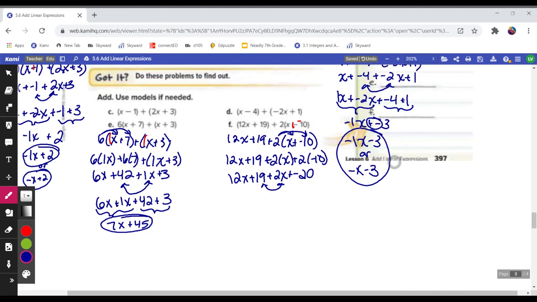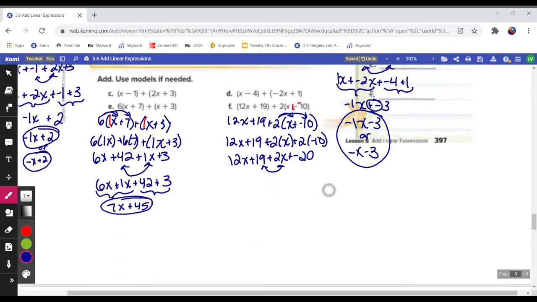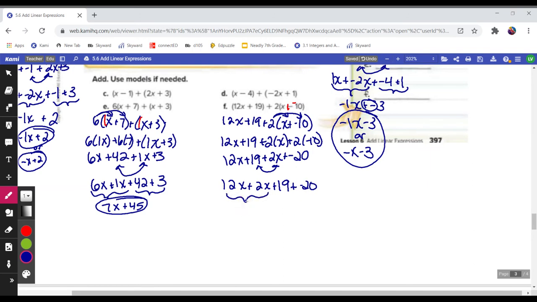Switching 19 and 2x because of the commutative property of addition. 12x plus 2x plus 19 plus negative 20. 12x plus 2x is 14x. Plus 19 plus negative 20 is negative 1. So 14x minus 1 is your final answer.